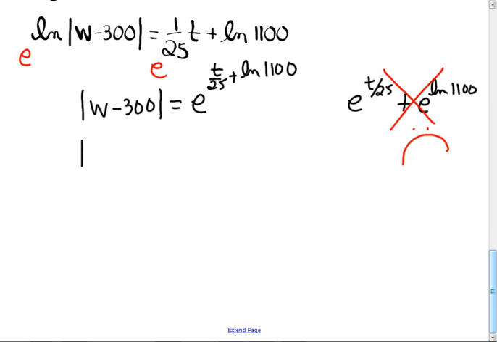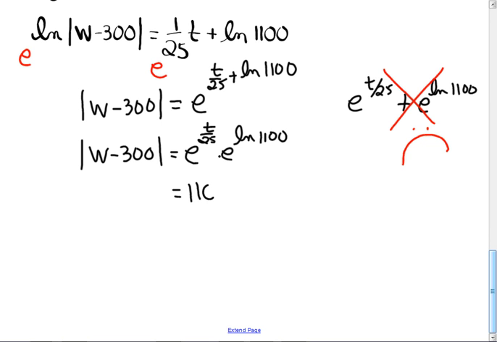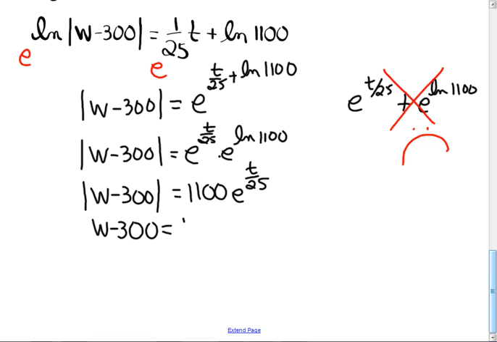So let's finish this up. Then it's time to go. That's e to, and if you want to simplify it, you may. If you don't want to simplify it, you do not have to. If you know that it's 1100 e to the t over 25, I'm going to simplify it because if you look at the scoring rubric, that's what's going to be there. And so w minus 300 is equal to plus or minus 1100 e to the t over 25.